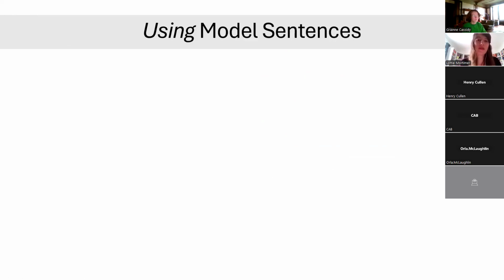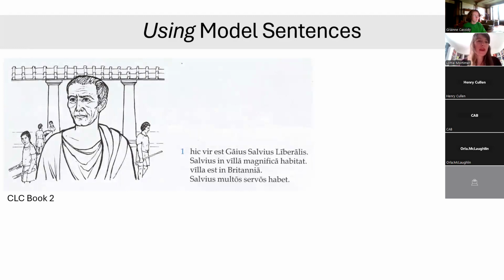If you do a reading course using model sentences, they are a model. They are a scaffold to access that language. The Cambridge Latin Course and Suburani have a more cartoon style. The pictures help us to access the text. Hic vir est Gaius Salvius Liberalis. We as a teacher ask, okay, who is this man? Where is he living? When we have Salvius multos servos habet, okay, servus, servus, servus, servus. What does Salvius have? We can do that questioning.